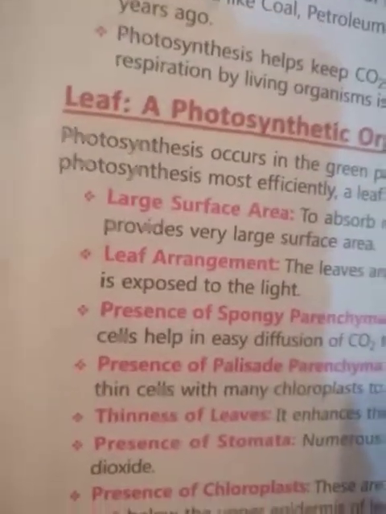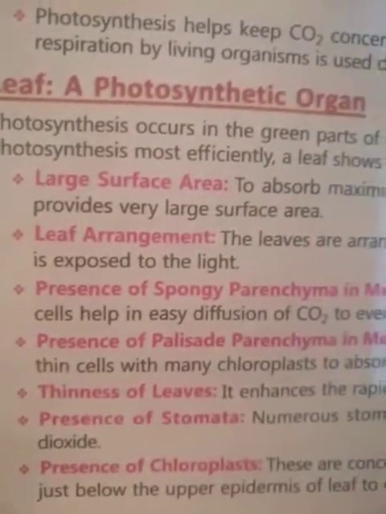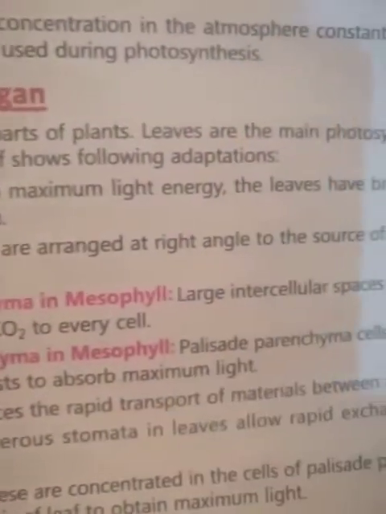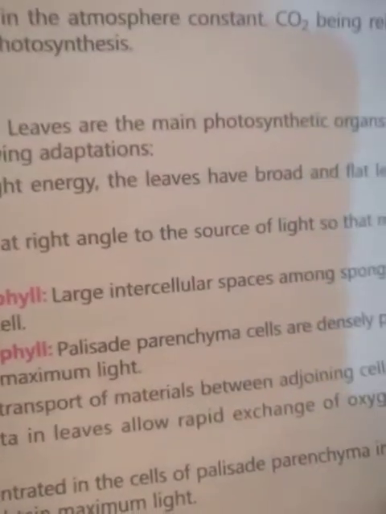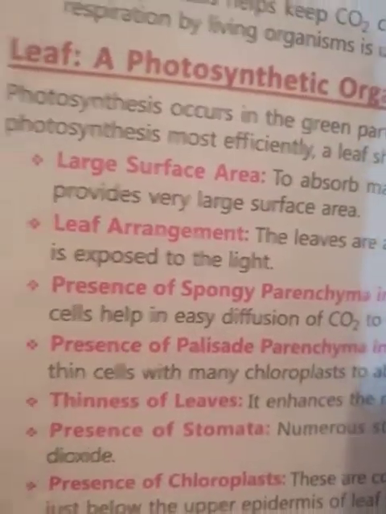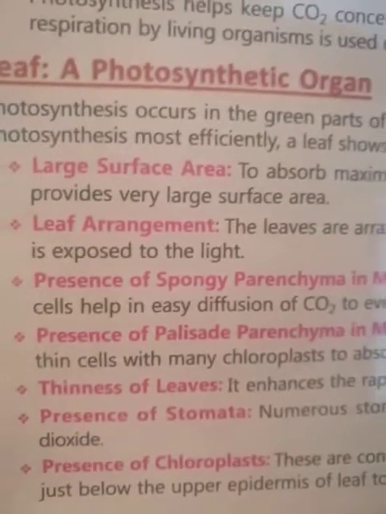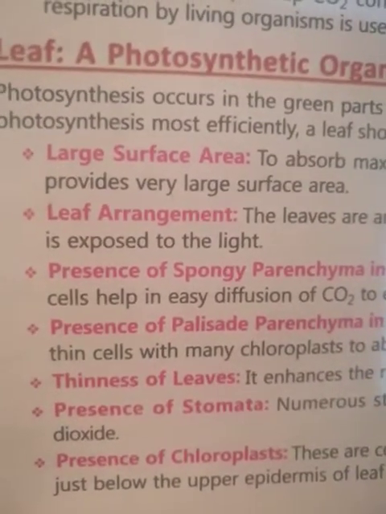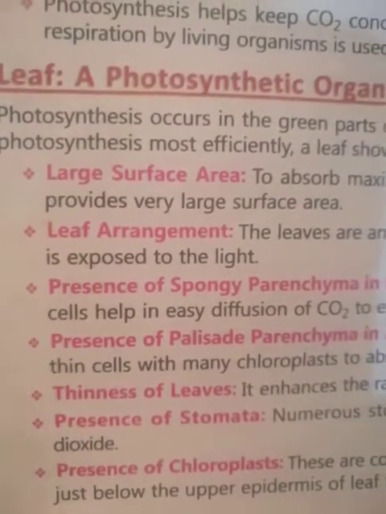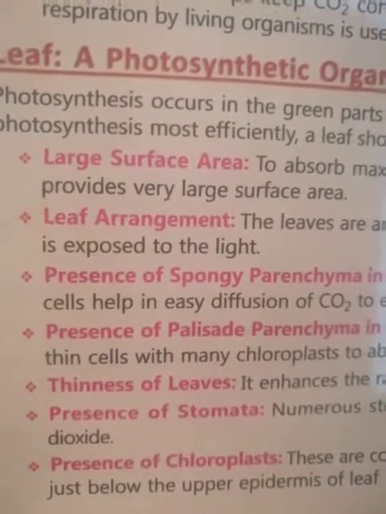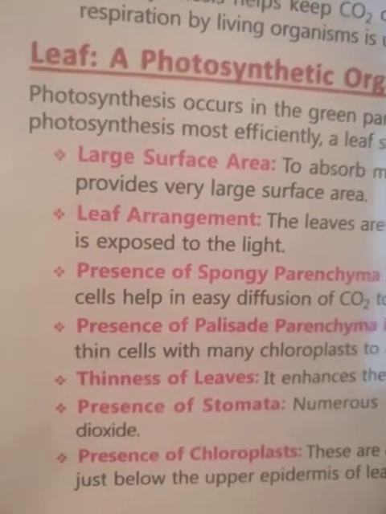Let us see here. First one, large surface area to absorb maximum light energy. The leaves have a broad and flat leaf blade that provides a very large surface area, meaning it can absorb a large amount of sunlight. The large surface area of the leaf helps in that.